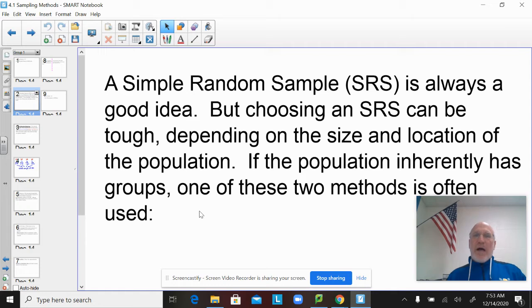So this says if the population inherently has groups, one of these two methods is often used. There are two methods that are both really good and they're both random, but you have to be clear they're not simple random samples. And they both are used when the population somehow already has some groups to it. Depends what the groups look like.